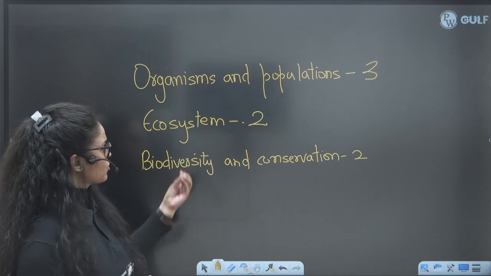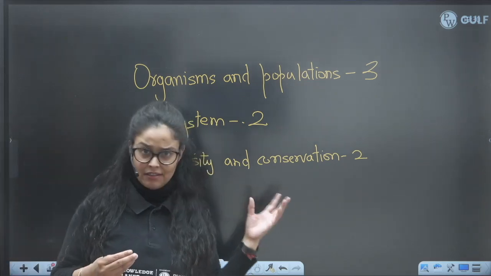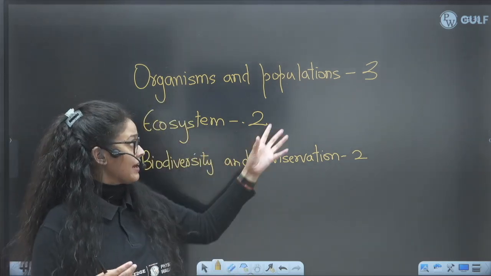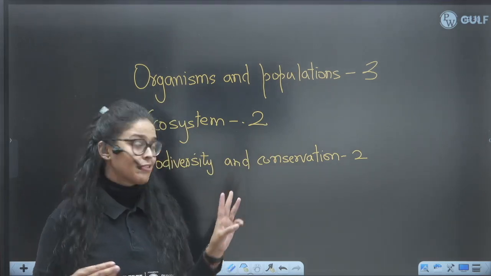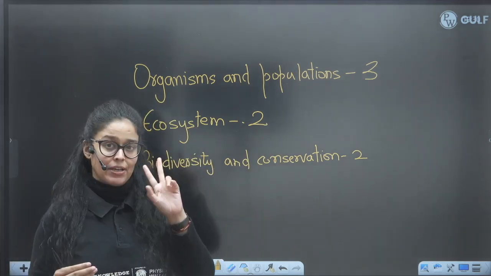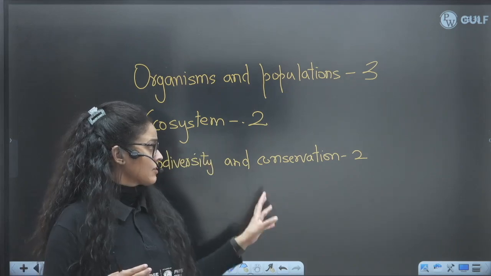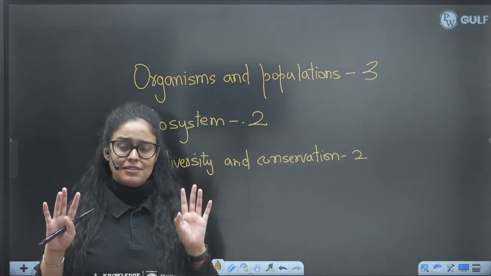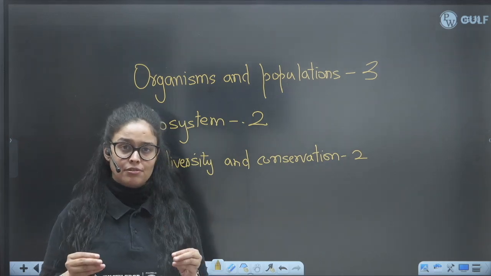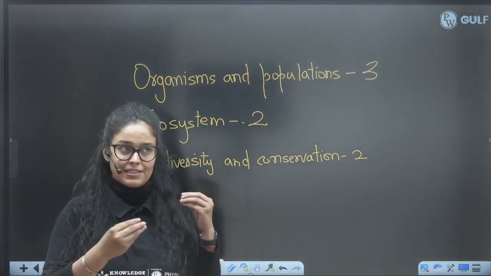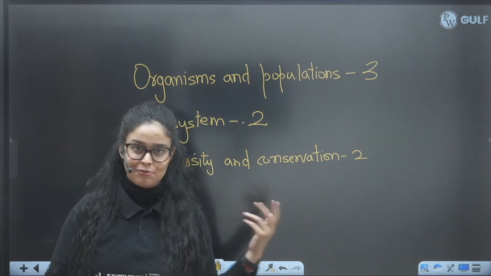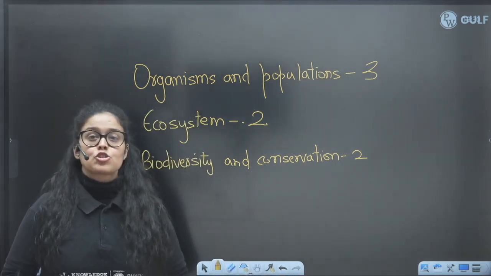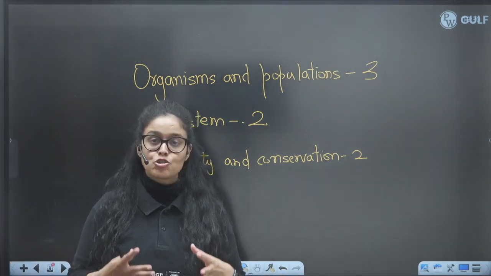Next, organisms and populations. We know that many chapters are deleted from this unit. So we have organisms and populations, you expect 3 questions. Ecosystem, you expect 2 questions. Biodiversity and conservation, you expect 2. So these are the mugging-up chapters, and these are super easy free marks chapters. So you can obviously study them very nicely to get full marks in these chapters. So this is the chapter-wise analysis.